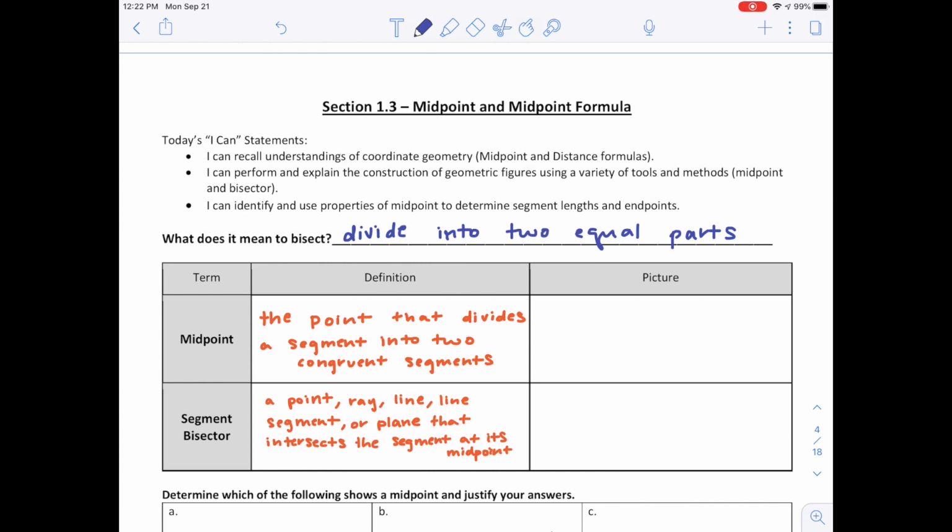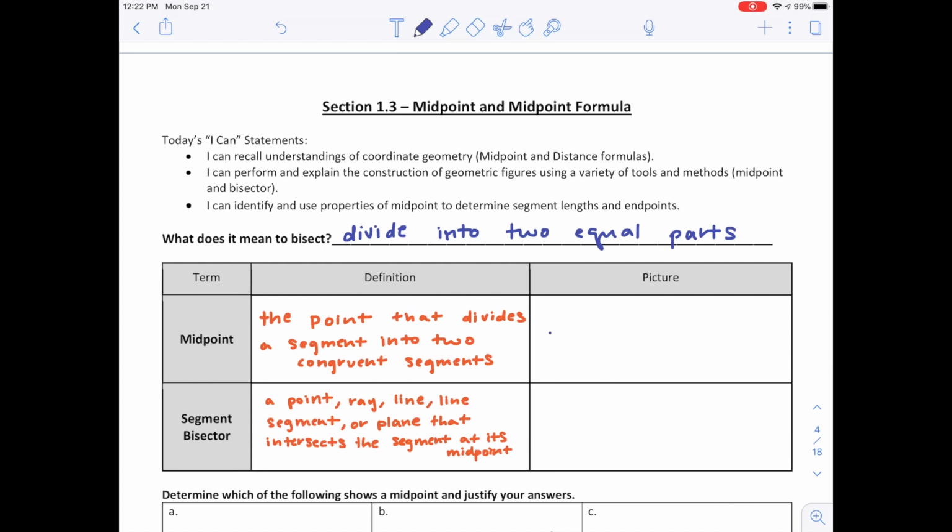So now you can pause the video, copy down the definitions for midpoint and segment bisector as they are in the table below, and then we're going to talk through what these look like in a picture. Okay, so midpoint is the point that divides a segment into two congruent segments.